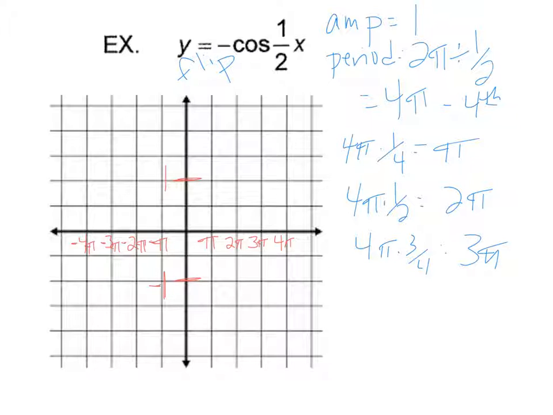Now we follow the parent graph pattern to graph. For cosine, when you're in the middle, when you're at 0, 0, you go up to the highest point. But this one's flipped over. So at 0, I need to go down to the lowest, which is -1. And then you cross, highest, cross, lowest. And then the other side would be cross, highest, cross, lowest.